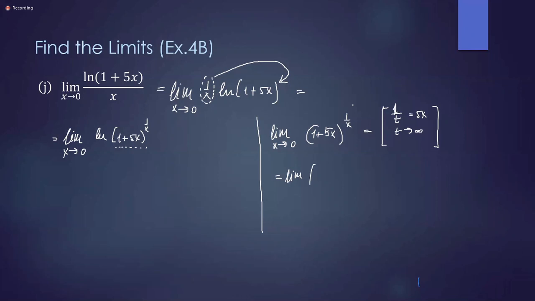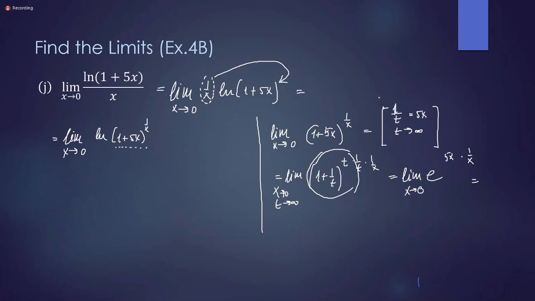And so when x tends to 0, then t tends to infinity, of course. This means that, again, we have e to the power 1 over t. 1 over t is 5x, times 1 over x when x tends to 0. So in fact, we see x and 1 divided by x cancel out. So we have e to the power 5.